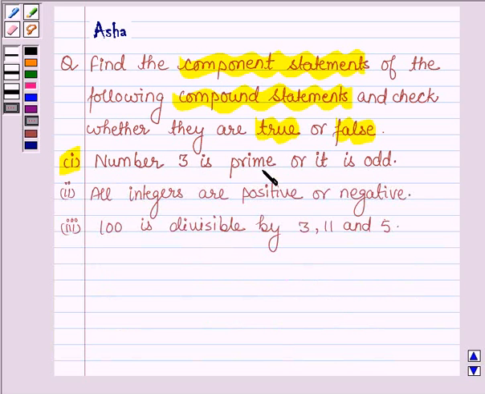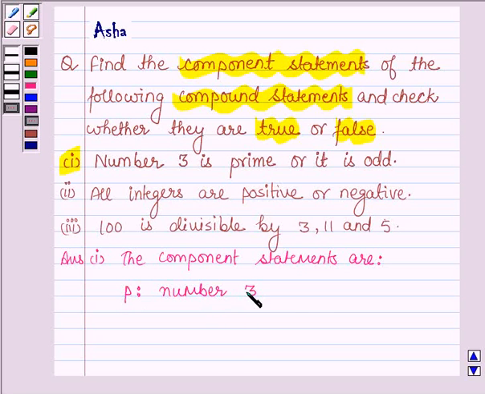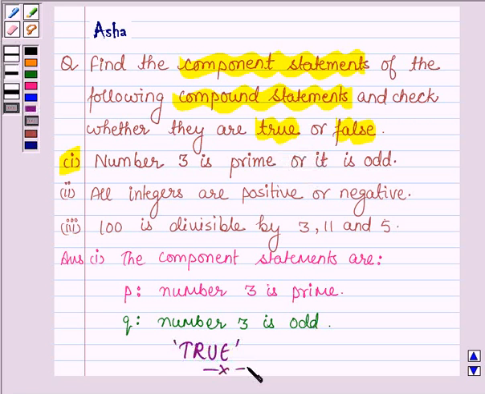The first one is, number 3 is prime or it is odd. So the answer to the first part is, the component statements are, first is, number 3 is prime. And the second statement, let us denote it by Q, is number 3 is odd. Here, both the statements are true and the connecting word is or. Right, so this completes the first part.